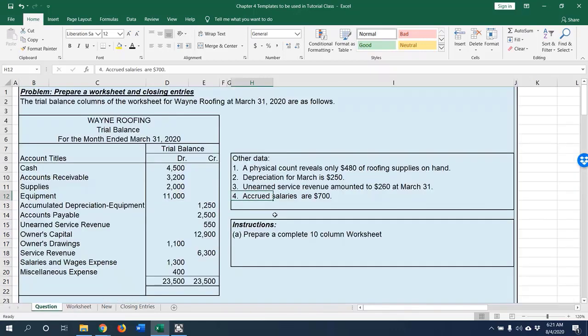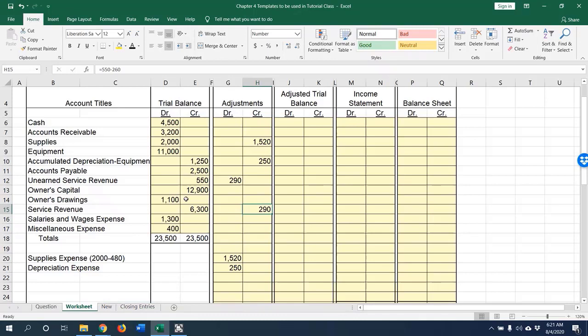Then the last one, accrued salaries are 700. That means 700 of salary has been accrued, and this salary expense has not been paid. So that's called accrued salaries or accrued expense. Okay, and that's a very simple one. Whenever some salaries or some expenses are accrued, the expense account is debited and a payable account is credited. Okay, so what type of expense is it? This is salaries and wages expense.